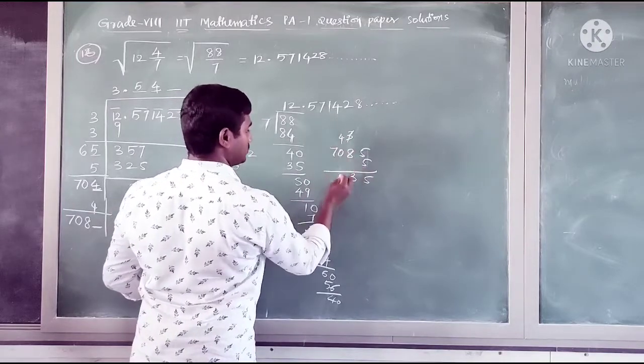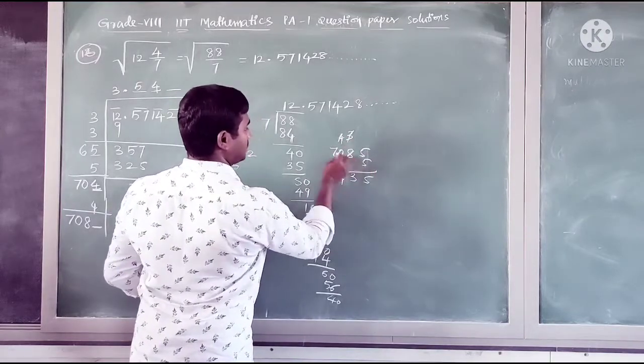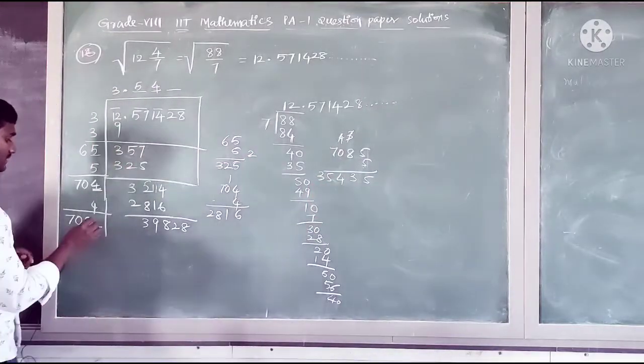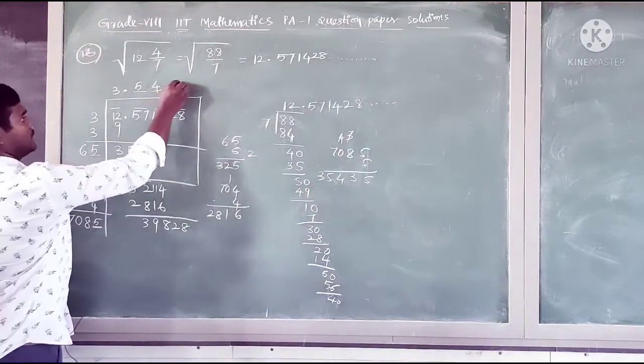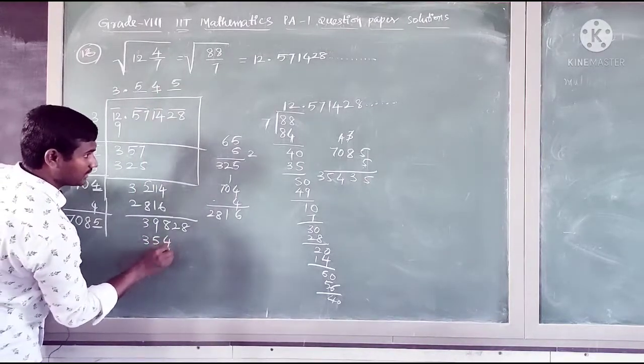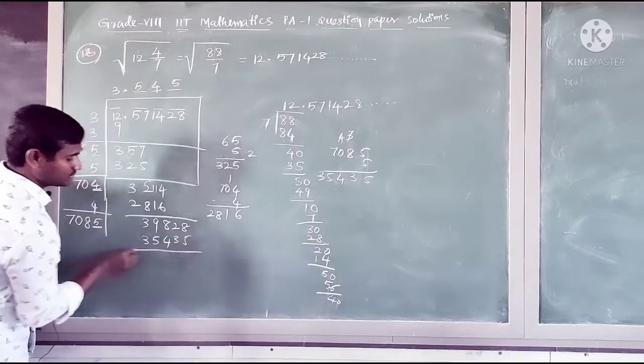5 into 0, 0, plus 4, 4. And 5 sevens are 35. So 35,435. Here 3 9, yes, it will. So into 5 you can take. So this we can write as 35,435 we got. So subtract.